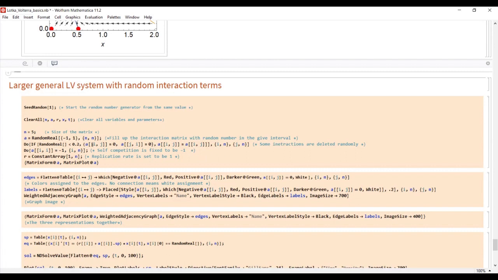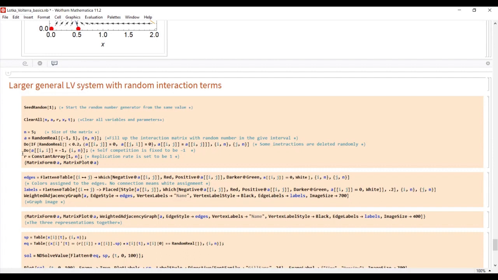After that, I modified this matrix a little bit. If another random number is smaller than 0.2, then I set the matrix value to be 0. You know, that is a connectance factor. In the other case, we leave the matrix element the same. So some interactions are deleted randomly, symmetrically.